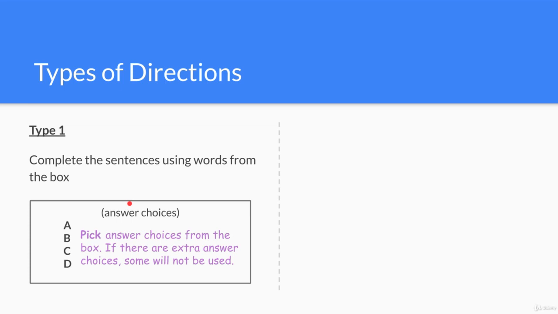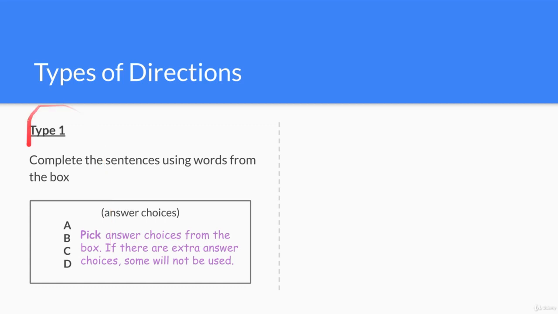Now, it might happen that sometimes there are more options than the questions themselves, or sometimes there are fewer. Most of the times, you will see that there is an extra choice or 2 that are not going to be used. The extra answer choices are just there to confuse you. So keep in mind that not all the answer choices may be used. If you only have 3 questions, but there are 4 answer choices, then that means that one of the answer choices will not be used.